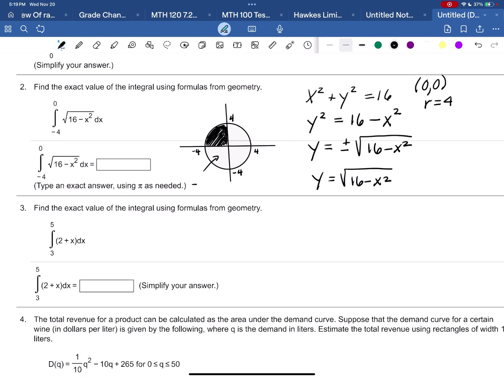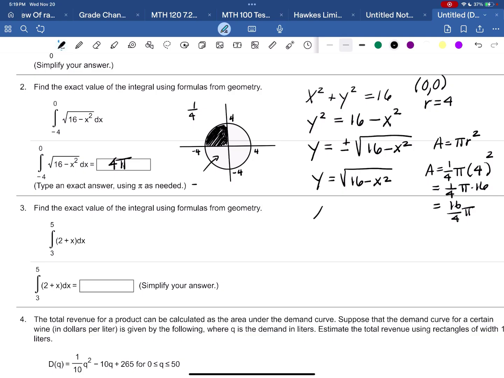So we said earlier the area of a circle is pi r squared, but this is 1/4 of the circle. So the area we want is 1/4 pi radius squared. And our radius is 4. So we want 1/4 pi times 16. So that's 16 over 4 pi, which is 4 pi.